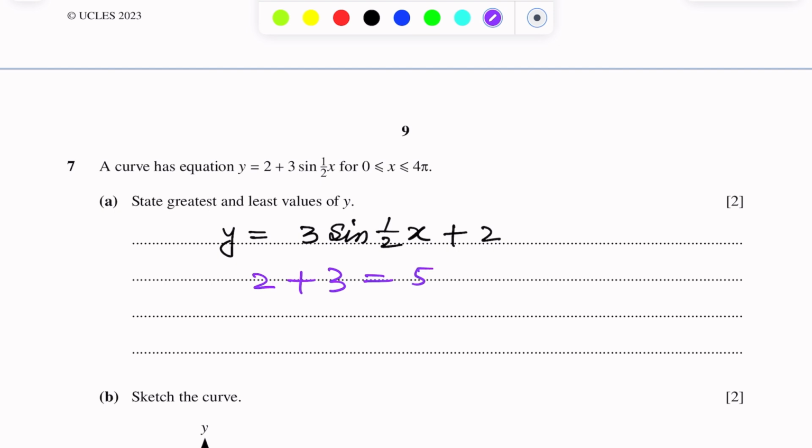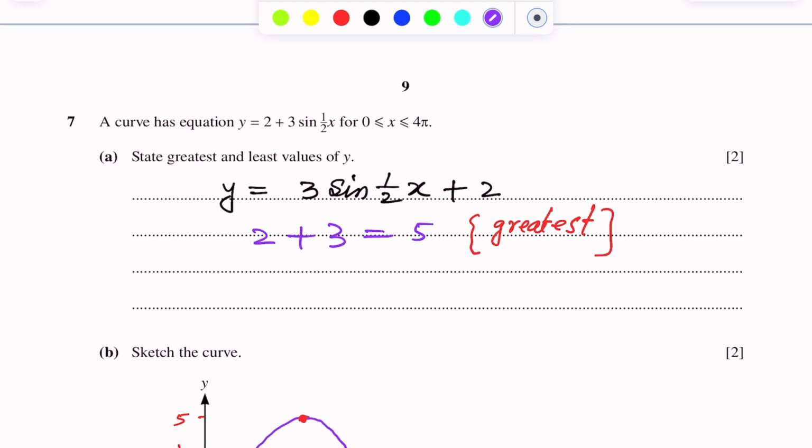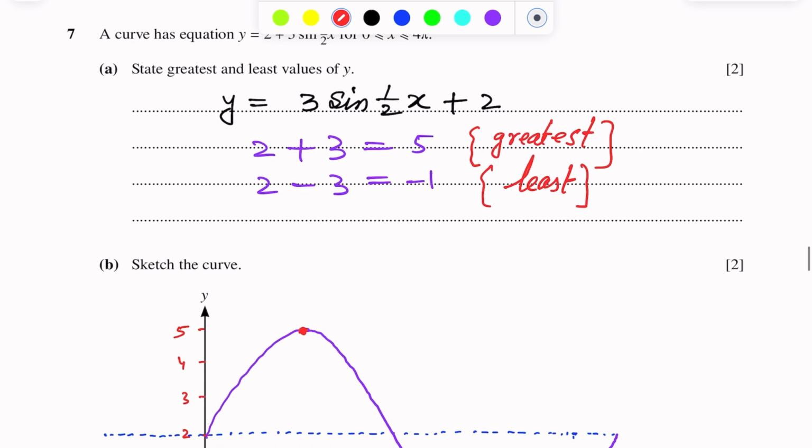So the graph will take the greatest value 5. So the greatest value will be 5, the greatest value of the function. If we subtract 3 from 2, we get 2 minus 3, that is equal to -1. This will be the least value of the curve.